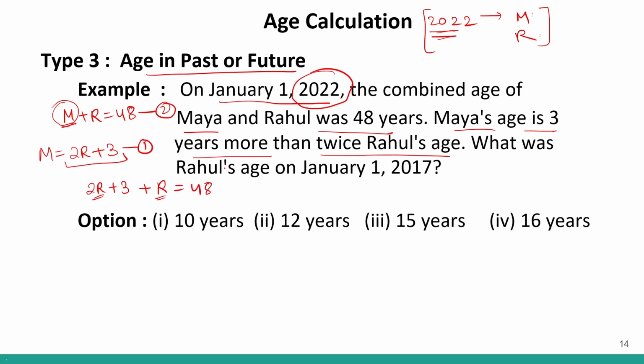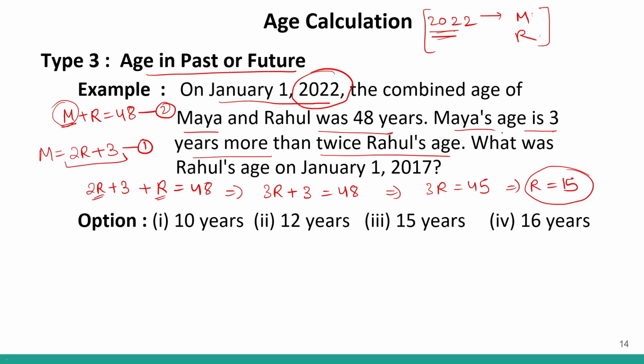So I can solve this equation to get the value of R. Correct? So if I solve this, 2R plus R will give me 3R. So 3R plus 3 will give me 48. Correct? So if I take 3 this side, 3R will give me 45. 48 minus 3 will give me 45. So the value of R will be 15. Correct? This is the value of R.